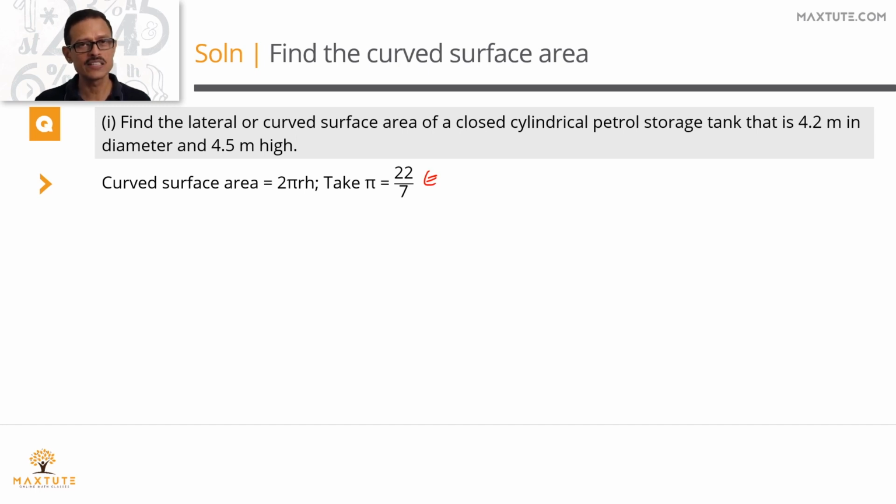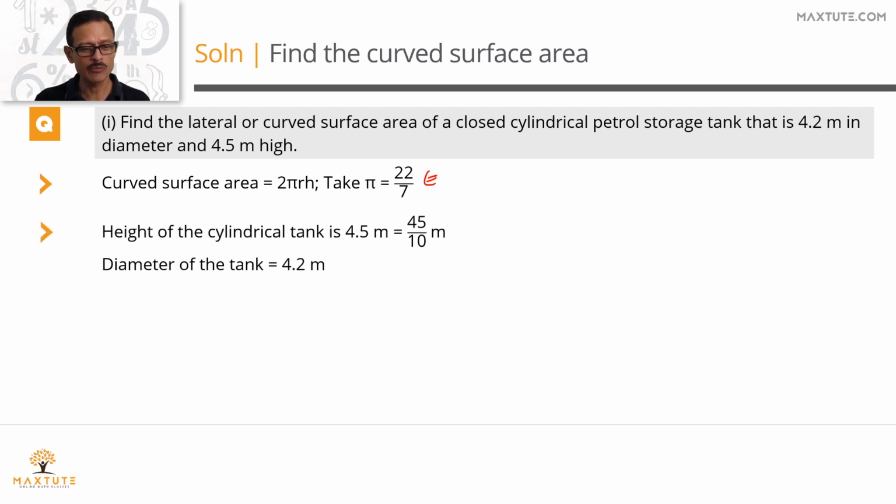Do we have data for both these things? The height is given, which is equal to 4.5 meters. For calculation's sake, I'm going to write it as a fraction as 45 by 10. This makes calculations that much easy. The formula contains radius, whereas we have data about the diameter. The diameter is 4.2 meters. Radius is half that, which is 2.1 meters. I'm going to rewrite the radius also as 21 by 10 meters, both for calculation's sake.